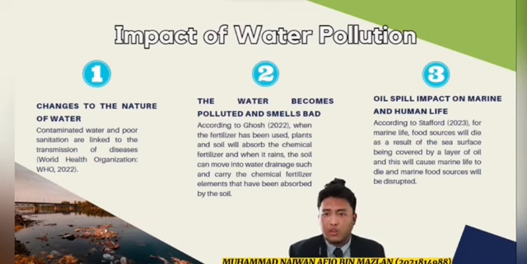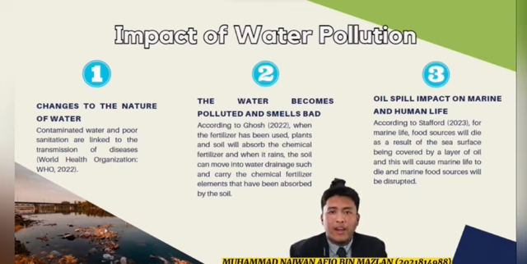According to GOSH 2022, when fertilizer has been used, plants and soil will absorb the chemical, and when it rains, the soil can move into the water drainage such as rivers and carry that chemical element that has been absorbed by the soil and lead to water pollution.